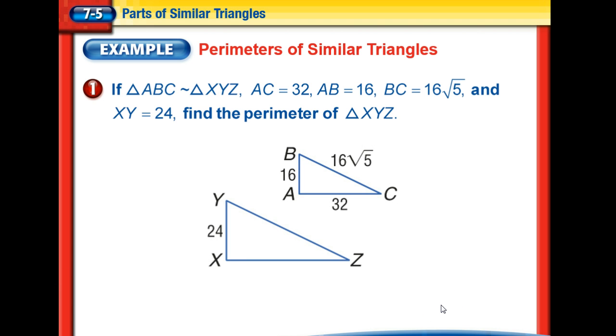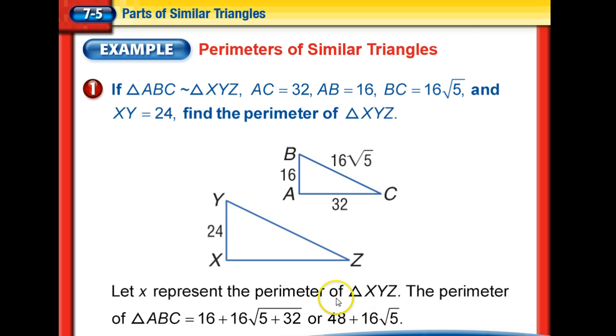They're telling us that these two triangles are similar. Okay, so they're showing us right here that the two triangles are similar. Triangle ABC is similar to triangle XYZ. AC is 32, AB is 16, BC is 16 radical 5, and XY is 24. Find the perimeter of triangle XYZ. Well, the only number we have over here is 24, so I know we're going to deal with this ratio 16 to 24 when we set up our proportions.